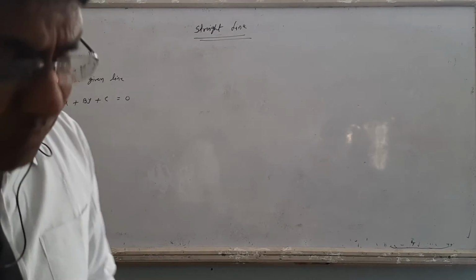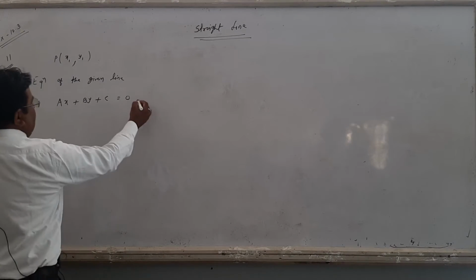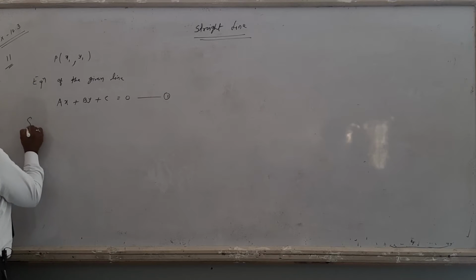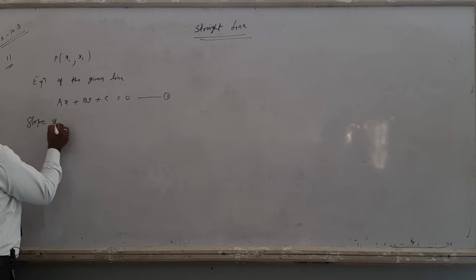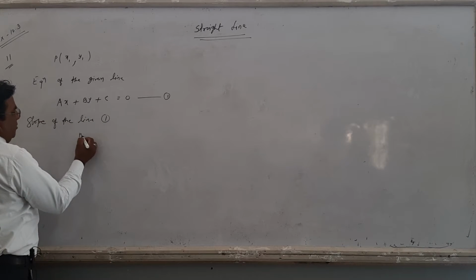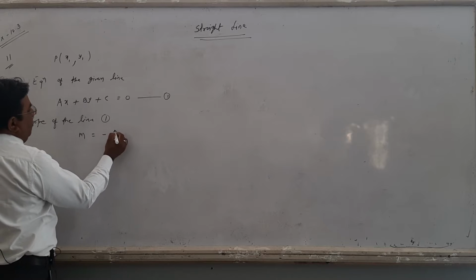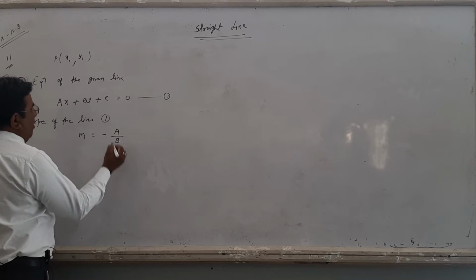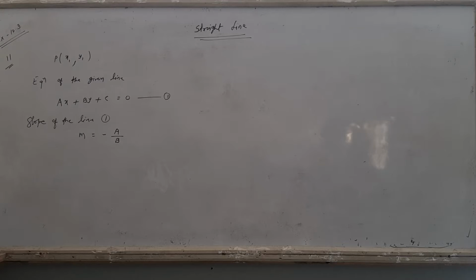Now look here, student. First thing, find the slope of the given line. The formula is m equals minus A upon B, where A is the coefficient of x and B is the coefficient of y. This is the slope of the given line. But the required line is parallel to the given line. That means the slopes are equal. And the point is given. What is the equation of the line?